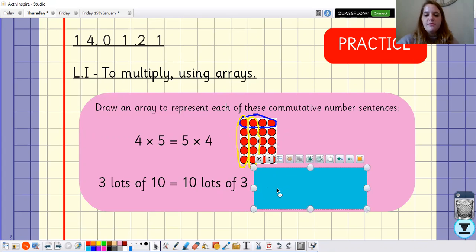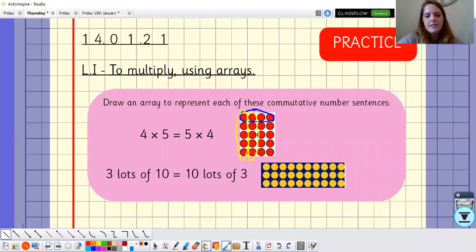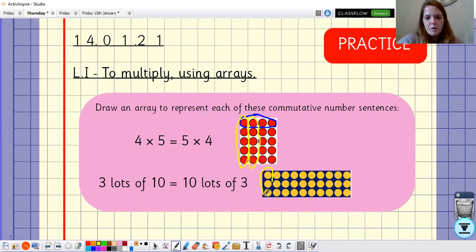Okay, so my 3 groups of 10 then. Now I've drawn this, I have 3 rows of 10. So one group of 10 is here, 10, 10, 10. But I can also see my 10 lots of 3, or my 10 groups of 3 here. So this would be one group of 3. This would be 2 groups of 3, and so on. Okay, so well done if you managed to draw those arrays to look similar to mine.